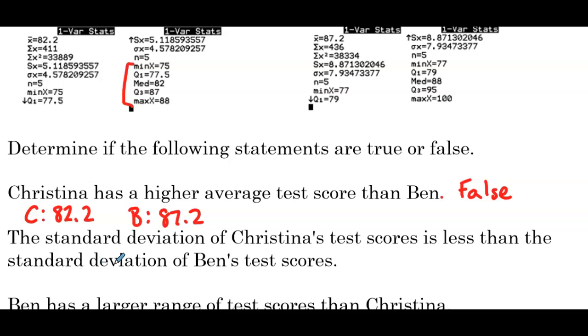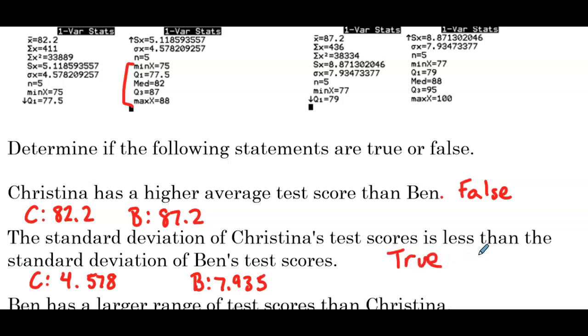The standard deviation of Christina's test scores is less than the standard deviation of Ben's test scores. Okay, so for Christina, remember that sigma symbol? We'll go 3 decimal places for our comparison. So 4.578 is the standard deviation of Christina's test scores. And for Ben, that's 7.935. Okay, so does Christina's test scores have a lower standard deviation? That is true.